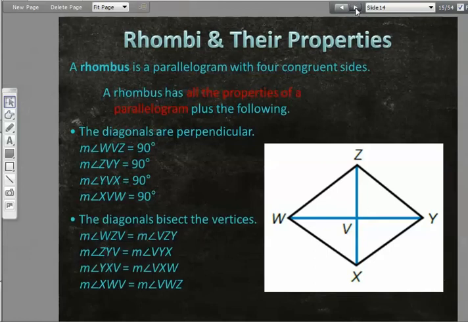Okay. And something else that's nice to know about diagonals of a rhombus is that they bisect the vertices. So that means, let me get my pointer, that this angle right here, which would be WZV or WZX, this angle right here is going to be congruent to this angle over here on this side. Okay, these 2 angles are congruent to each other, and these 2 angles are congruent to each other. Okay, because that diagonal bisects the vertices. Remember, bisect means that it cuts into 2 equal parts.